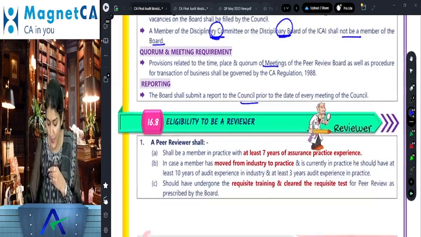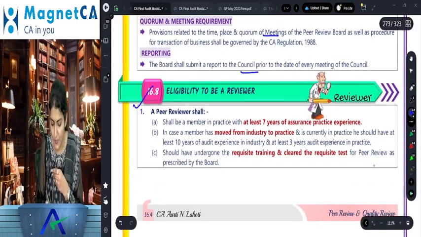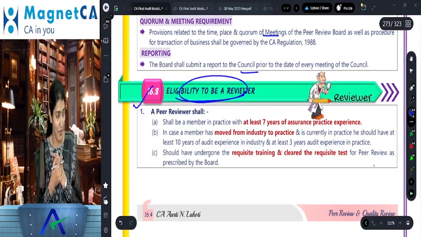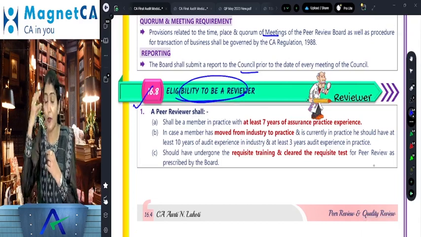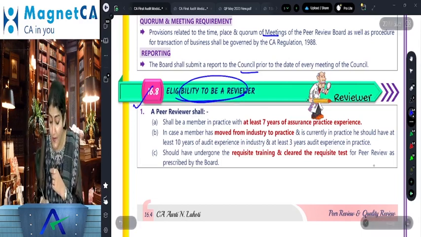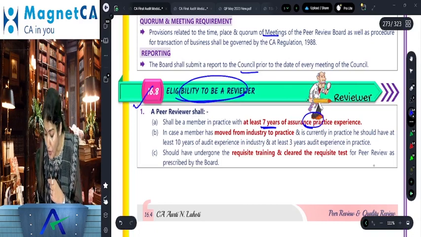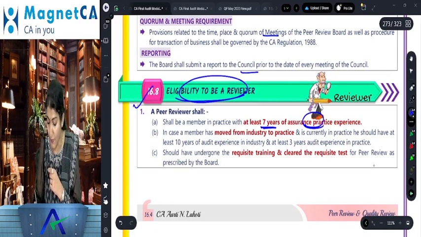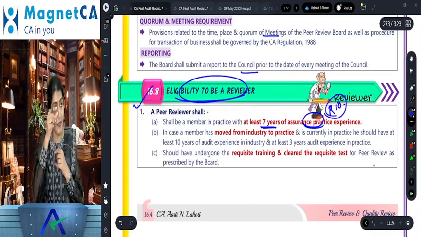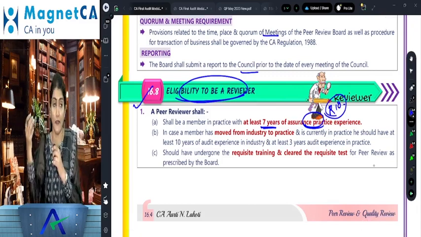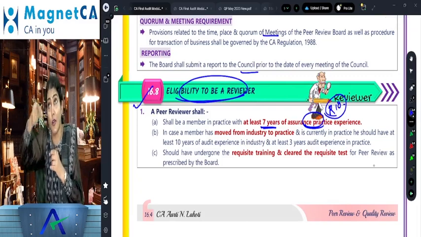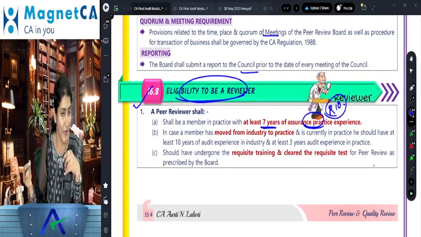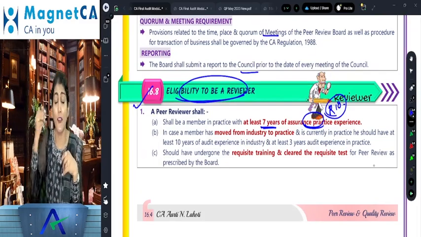Then after that, next question again asked in your exams, eligibility to be a reviewer. Right, eligibility, you say I want to become a reviewer. So what does it say? At least 7 years of assurance practice experience. So again RTP May 23, raised to 10. Earlier it only said 7 years of experience. Now they say 7 years of assurance practice experience.